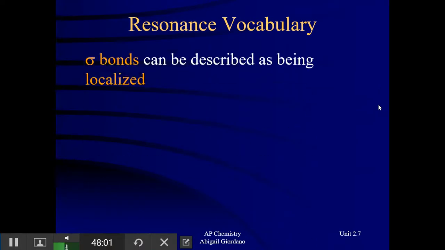The last thing that I want to say here, now that we know about sigma and pi bonds, okay, remember a pi bond was that extra bond in the multiple bonds, okay? Sigma, this is the sigma symbol, can be described as localized, okay? We've seen that word before. Sigma bonds don't move around. Okay, the electrons that are involved in those bonds stay put between the 2 atoms that they're involved with.